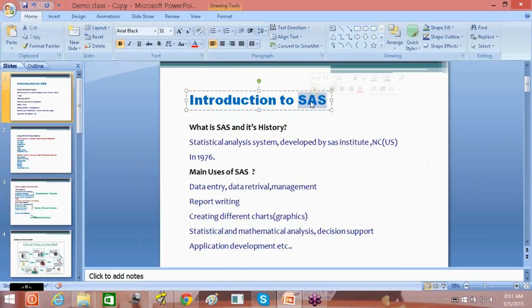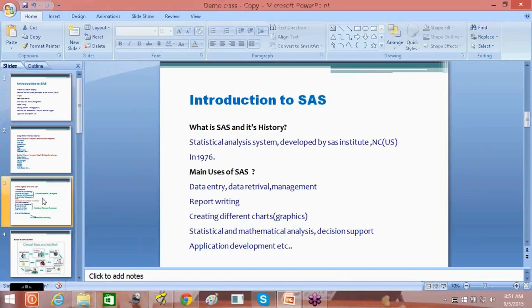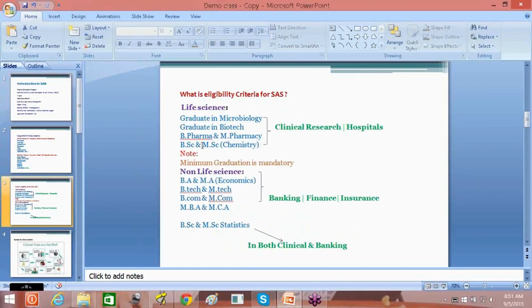That is why nowadays SAS is being used by multiple industries like clinical, pharmaceutical companies and banking. After learning SAS, if you want to work on the clinical side, what is the eligibility criteria? And if you want to work in the banking sector, what is the eligibility criteria? For that I divided it into two categories: life science background and non-life science background. Life science background is where these people come from: graduates in microbiology, biotech, pharmacy, BSc or MSc chemistry.